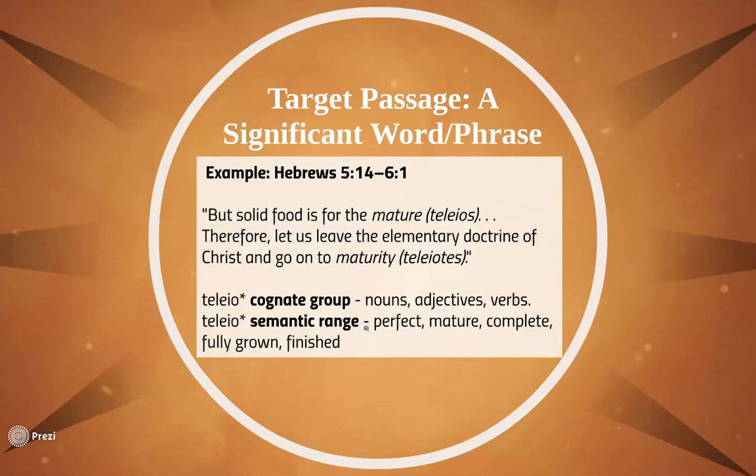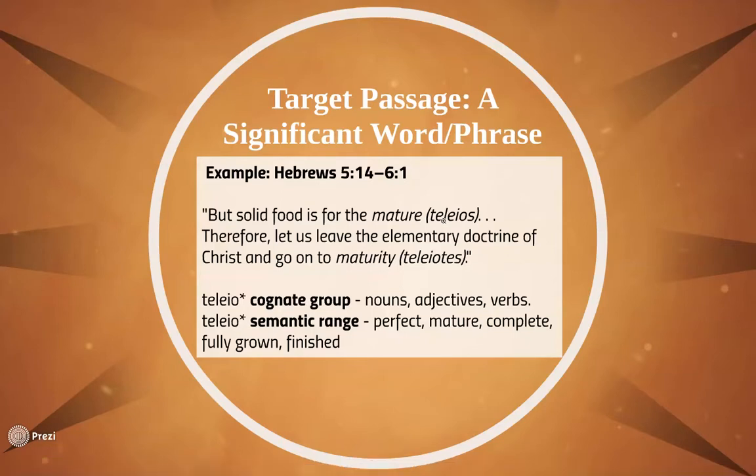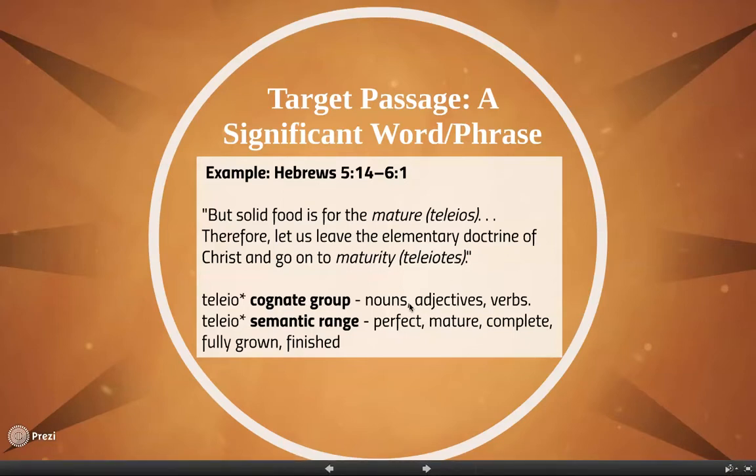Another term that is going to come up as we look at word studies is this idea of a term and its cognate group. What that means is, for example, teleios up here: solid food is for the teleios, the mature or the complete or the perfect. Teleios is an adjective, but it also shows up as a noun. Teleiotes is a noun form of teleios. It's part of the cognate group.